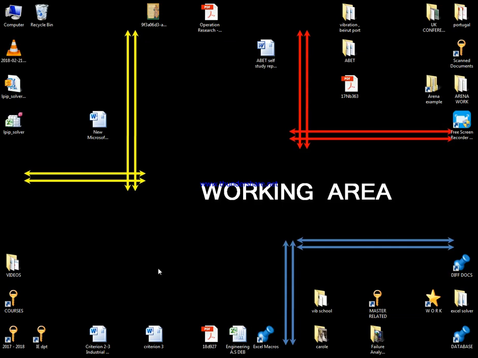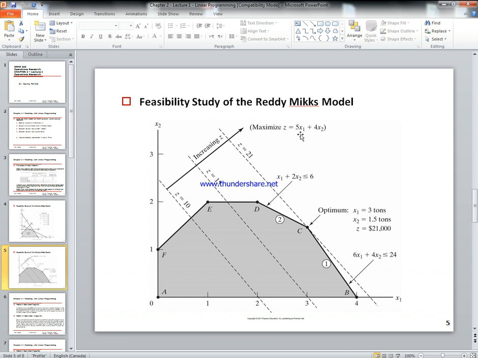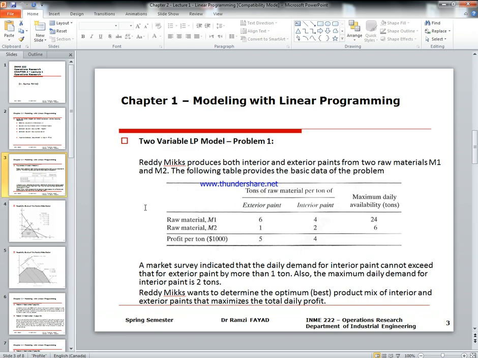In this video we're gonna use Tora software to solve a simplex method linear programming problem, applying the simplex method. So we start by defining the problem. We have to maximize 5x1 plus 4x2, and this is a problem as it is.